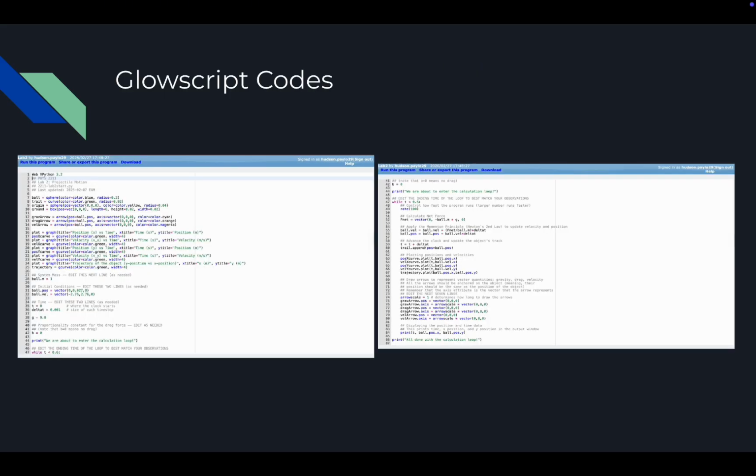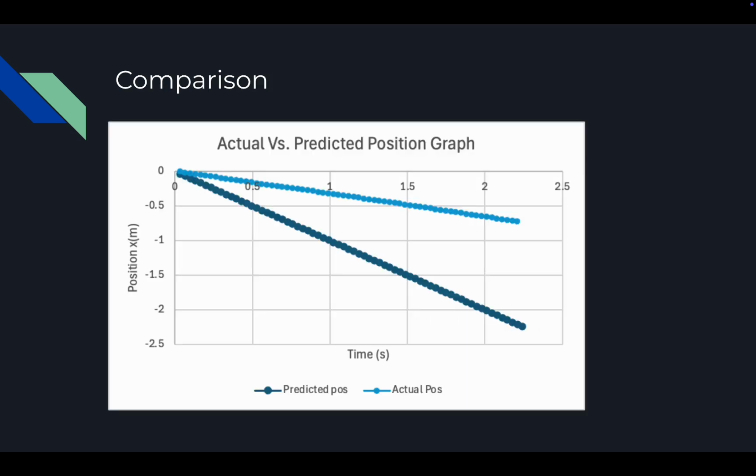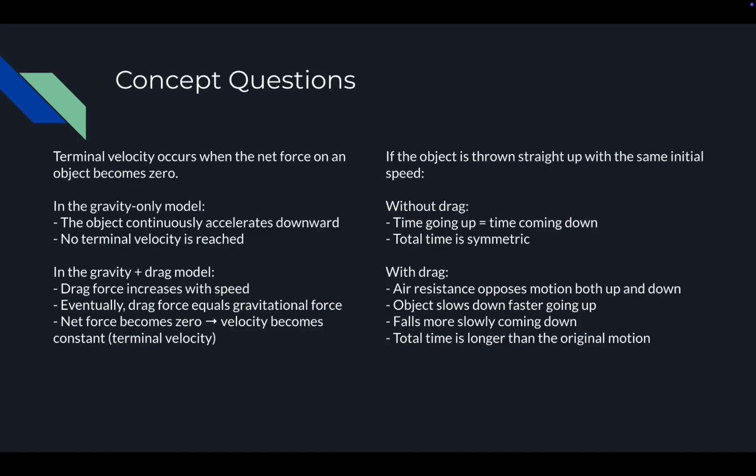Here are the GlowScript codes, as you can see right here. And then here's a graph comparing the two. The light blue is the actual position, and the dark blue is the predicted position from GlowScript.